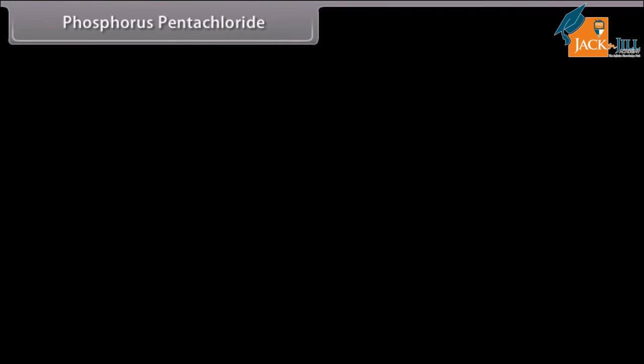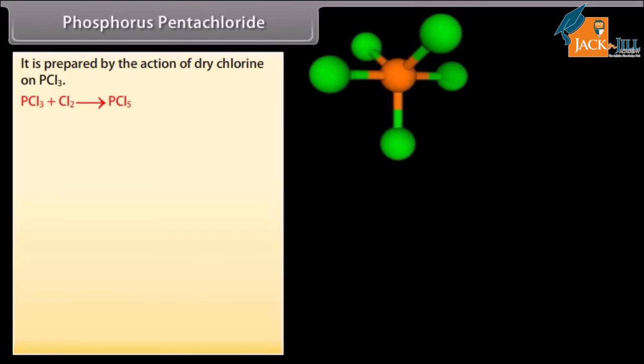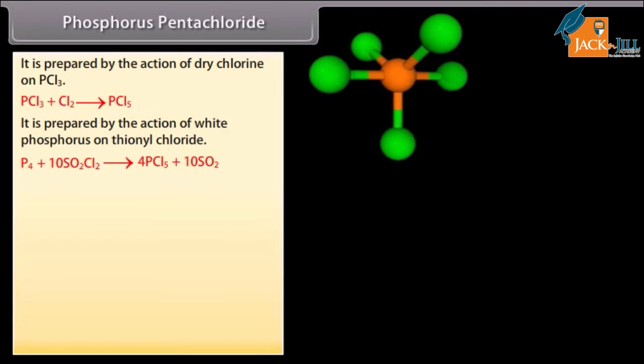Phosphorus pentachloride. It is prepared by the action of dichlorine on PCl3. It is also prepared by the action of white phosphorus on thionyl chloride.